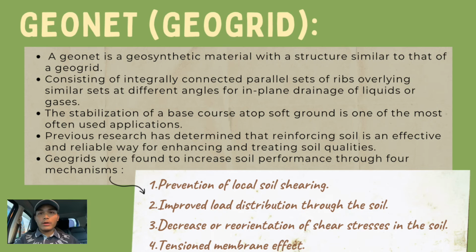I'm going to talk about the application of geonet, which we can also call a geogrid. Basically, a geogrid or a geonet is a geosynthetic material with a structure similar to that of a geogrid, consisting of integrally connected parallel sets of ribs overlaying a similar set at a different angle for in-plane drainage of liquid or gases. The stabilization of a base course atop the ground is one of the most often used applications.